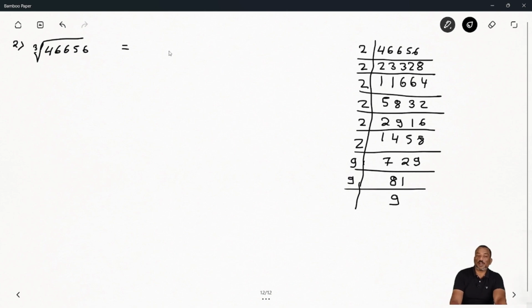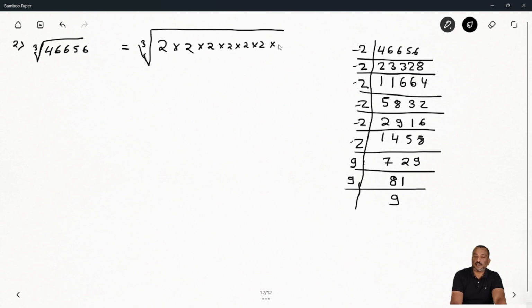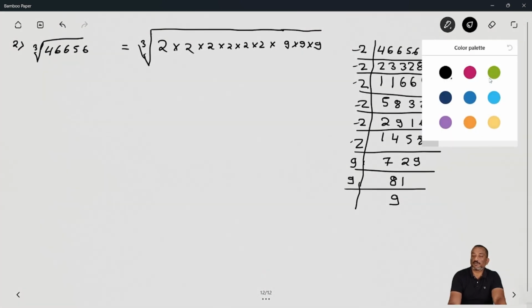Okay, so now we can write all the factors of this 46,653. So you can write here 2 times 2. So how many 2 are you getting? 1, 2, 3, 4, 5, 6. So we can write 6 times 2. And 9 you are getting 3 times. Okay, so you are getting 9. So you can pair this 9.